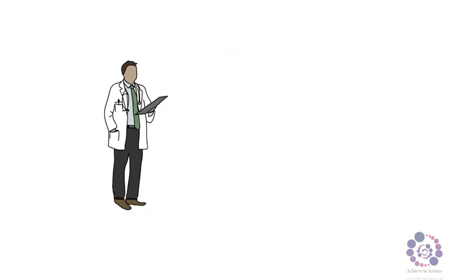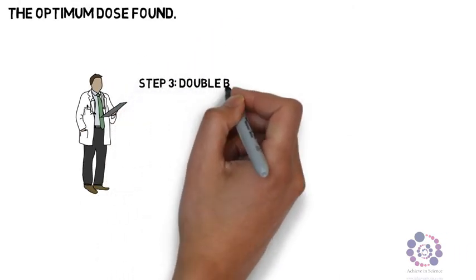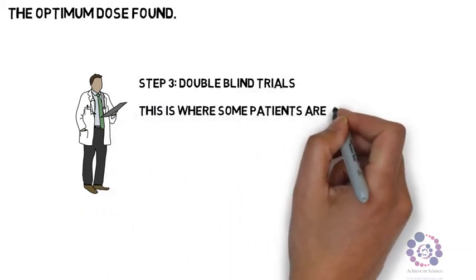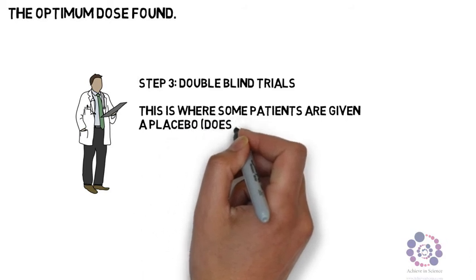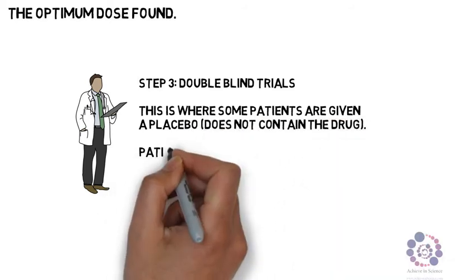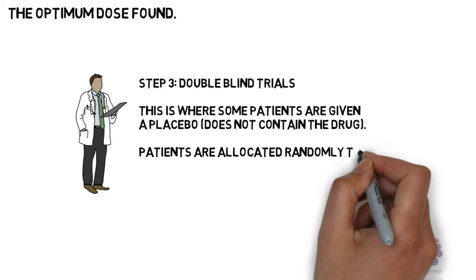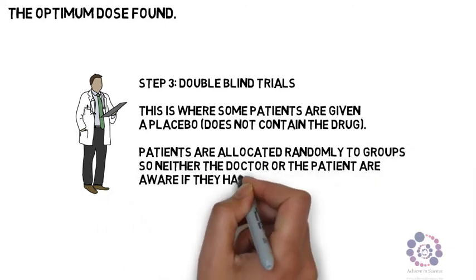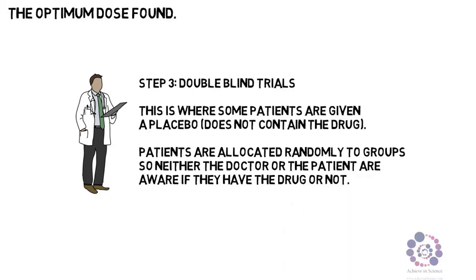Final step is then a double-blind trial. This is where some patients are given a placebo. This is something that does not contain the drug. Patients are allocated random groups so that neither the doctor nor the patient are aware who has the drug and who has the placebo, and therefore there can be no bias throughout the process.